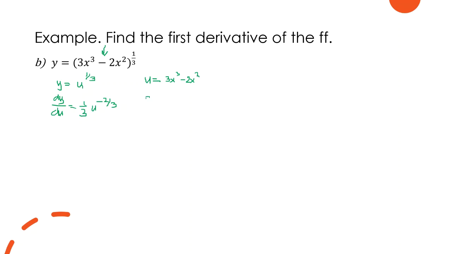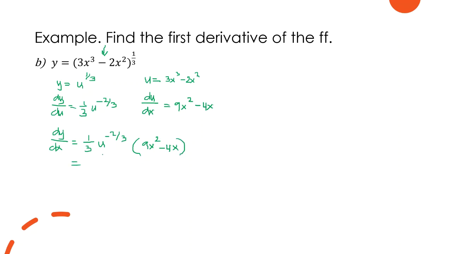And then this one, we'll be deriving our u with respect to x. So we have 3 times 3, that is 9x squared, minus 4x. So this is now our derivative. Now, in order for us to find our dy over dx, we need to multiply our dy over du, which is 1/3 u raised to negative 2/3, and our du over dx, which is 9x squared minus 4x.